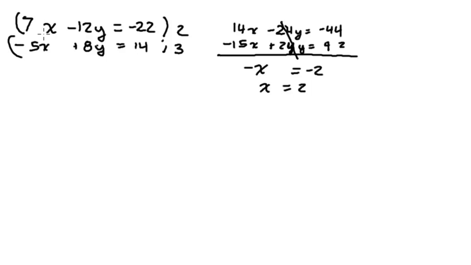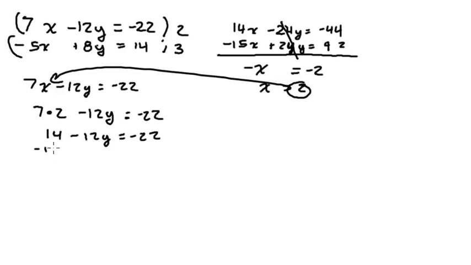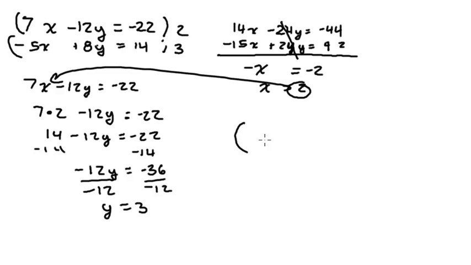Now to find what y equals, I take this value of x and I plug it into either one of these two equations. I'll take the top one. 7x minus 12y equals negative 22. I plug in my value here for x, and I get 7 times 2 minus 12y equals negative 22. 14 minus 12y equals negative 22. Subtract 14 from both sides. Negative 12y equals negative 36. Divide by negative 12. y equals 3. So my solution, remember with an ordered pair, x comes first, is (2, 3).